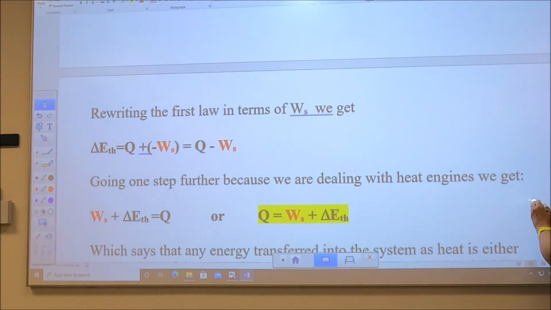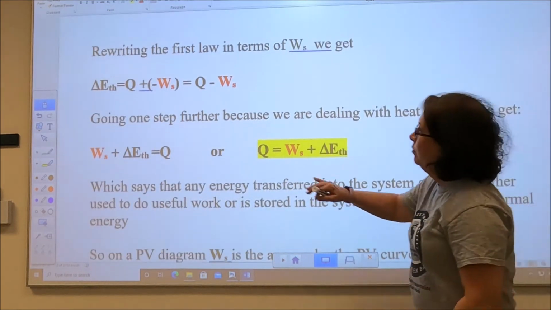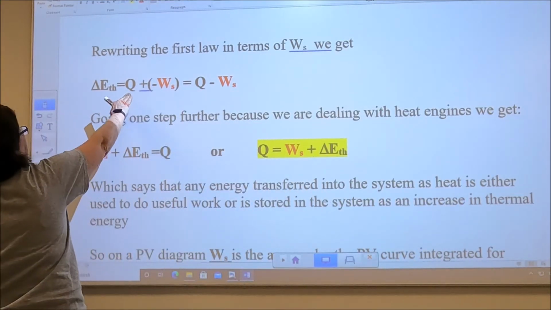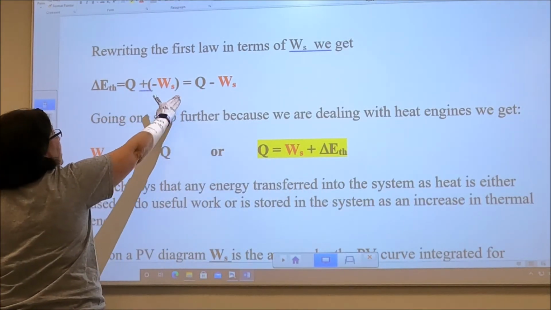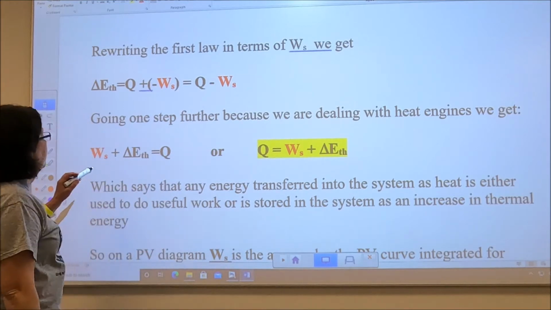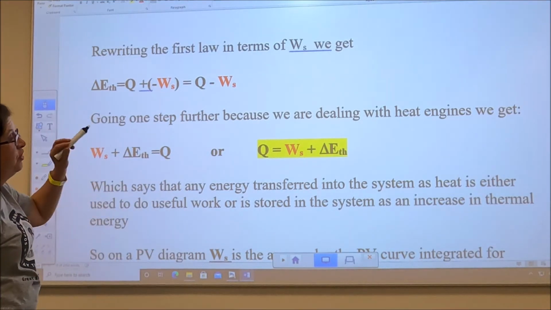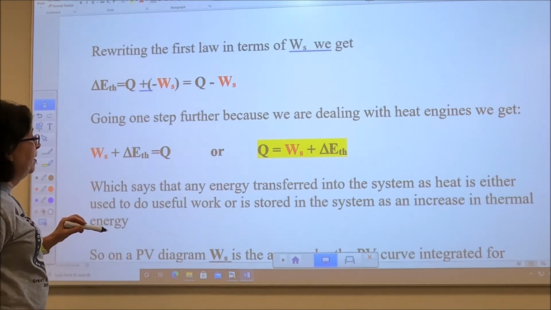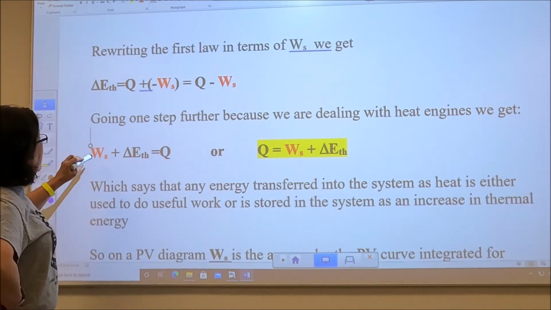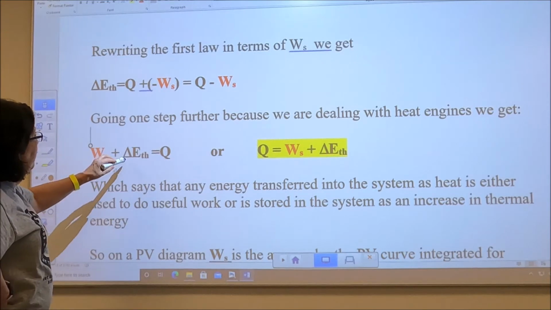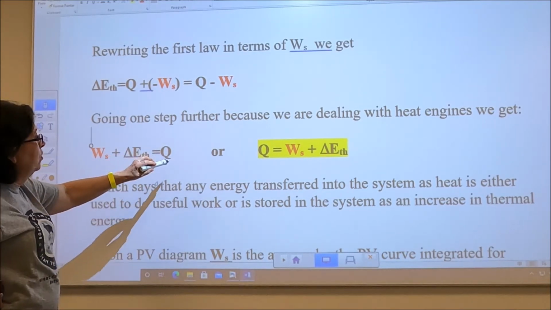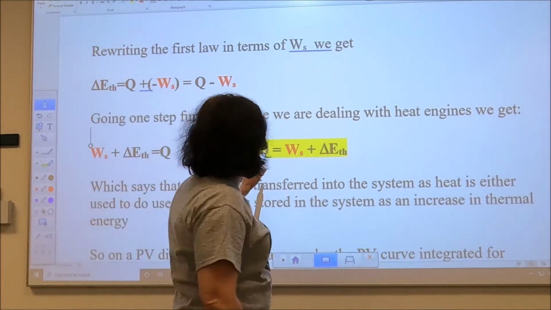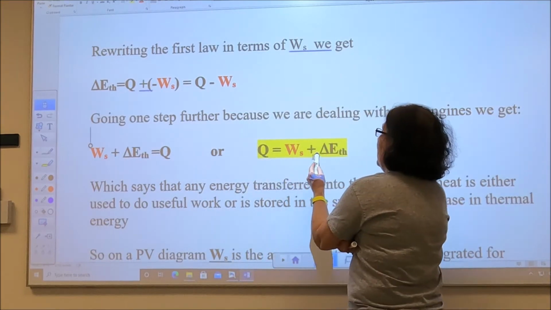So again, change in thermal energy is Q minus W sub S. Now, if I start rearranging this a little bit more, I can say W sub S plus change in thermal energy is equal to Q, or Q is equal to W sub S plus change in thermal energy.